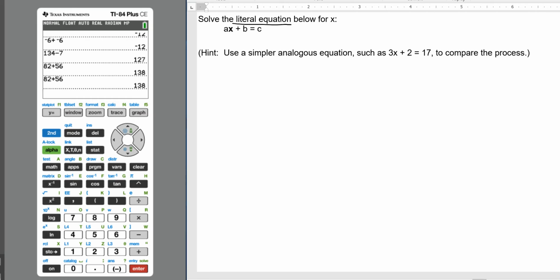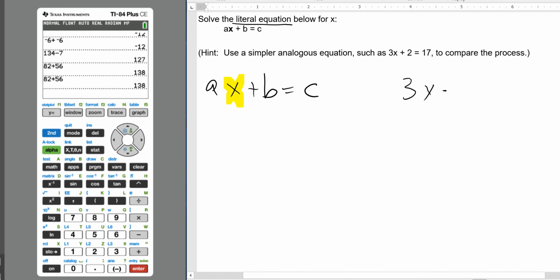Solve the literal equation below for x. Okay, so ax plus b equals c is a literal equation because it's all letters. Now, the way that you want to solve it is using a simpler analogous equation like 3x plus 2 equals 17, so that you could compare the process and think about how you want to do it.